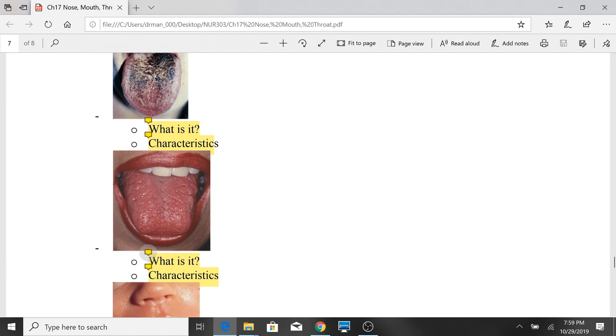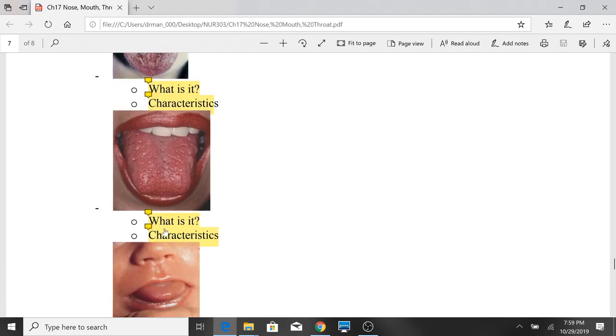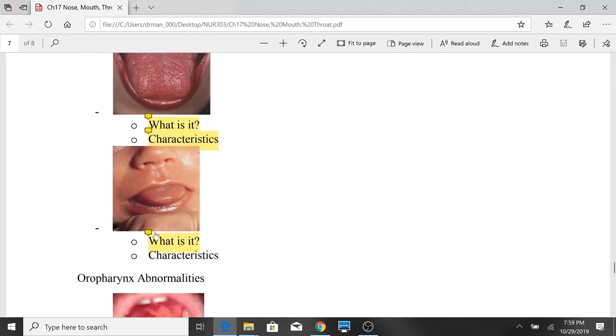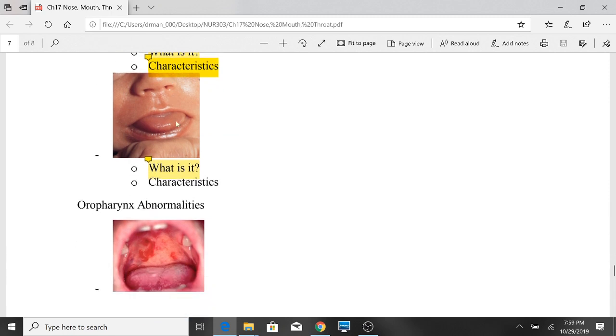This is a fissured or scrotal tongue. Deep furrows divide the papillae into small irregular rows. This is an enlarged tongue. You usually see this with Down syndrome.